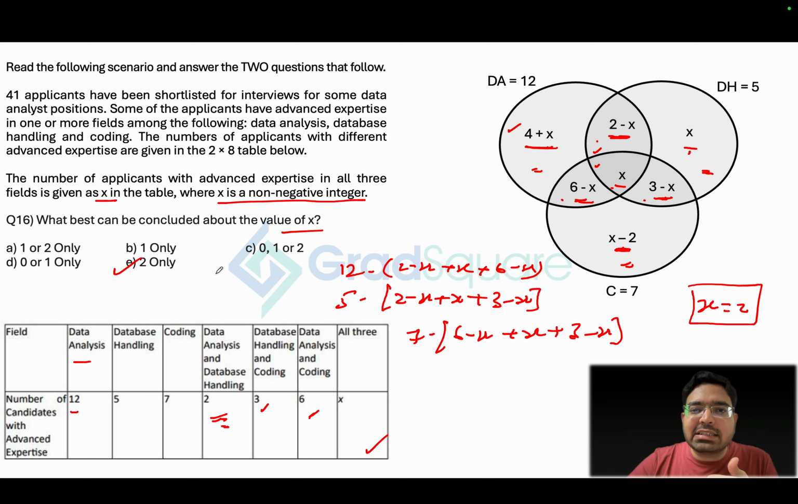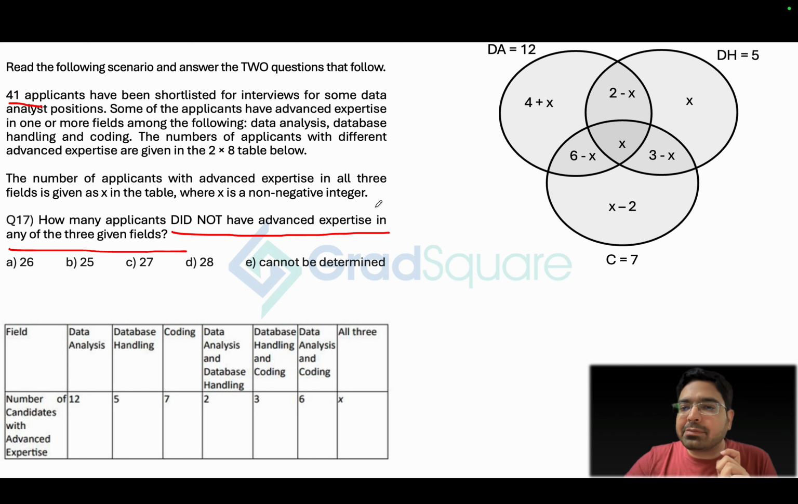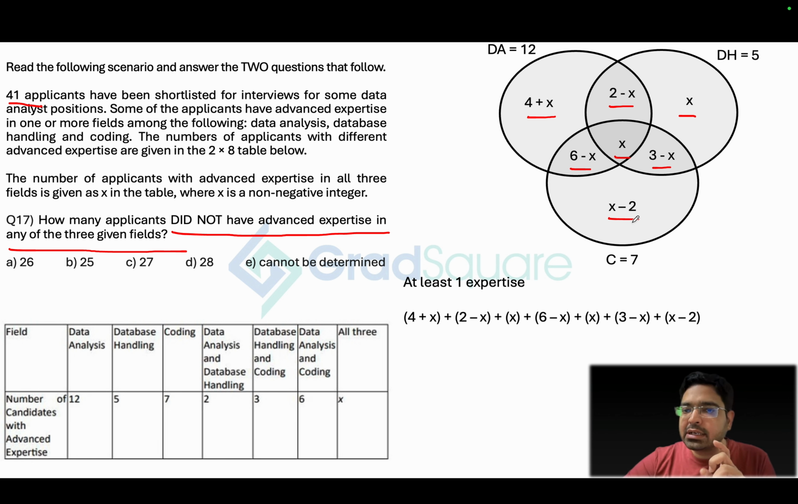Let's now look at the next question, which is question number 17. And this was the data that we had looked at. Now this question is asking how many applicants did not have advanced expertise in any of the 3 given fields, right? The total number of applicants was 41, correct? Now if I add all of these values, 4 plus X, 2 minus X, X, 6 minus X, X, 3 minus X, and X minus 2, I will end up getting the number of individuals who have at least one expertise. So at least one expertise will be given by the sum of all of these values.